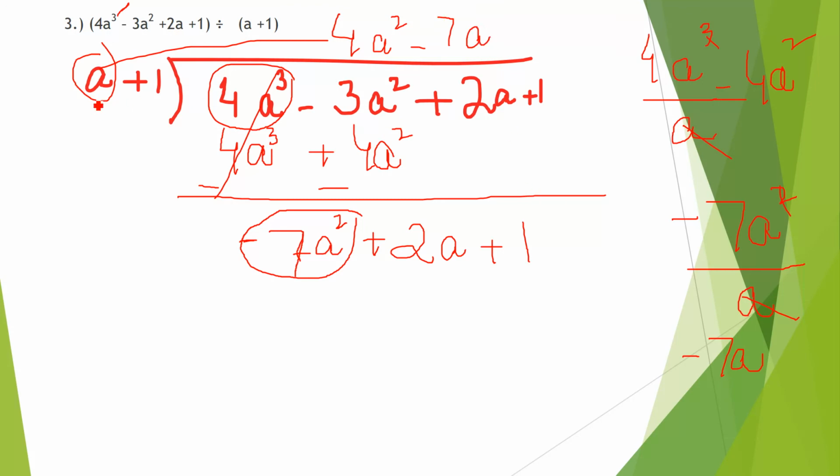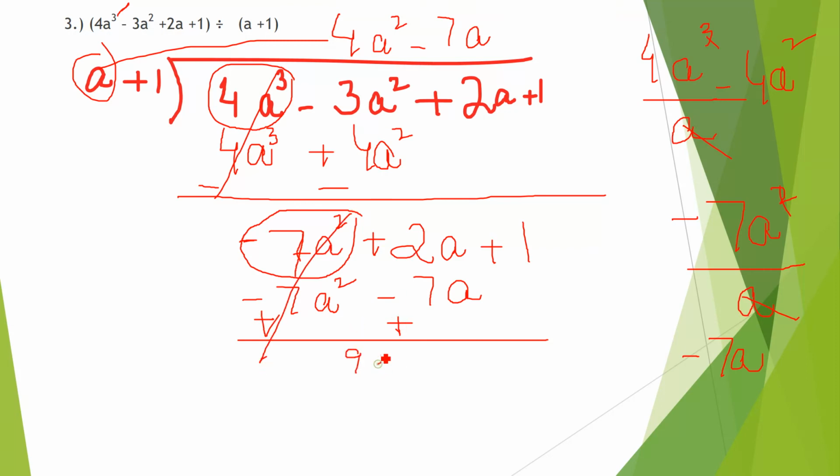Now you have to multiply this. Second step is multiply this divisor 1 by 1 with minus 7a. Minus 7a and a, in multiplication you have to add the exponent. So it will be minus 7a square, and then minus 7a. Third step is you have to change the sign and subtract it. Always it should cancel out. It is 9a plus 1.